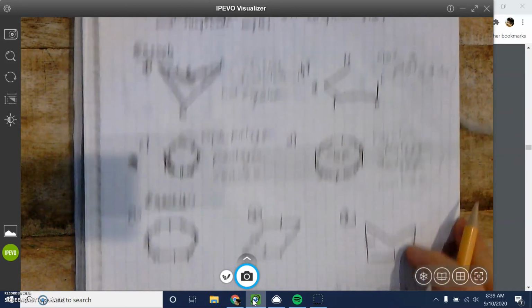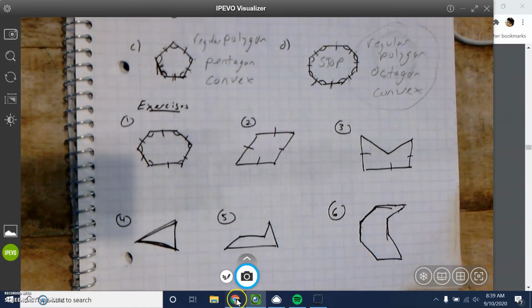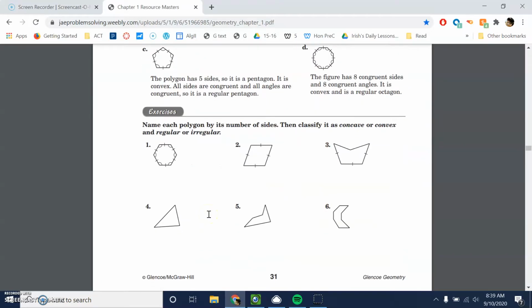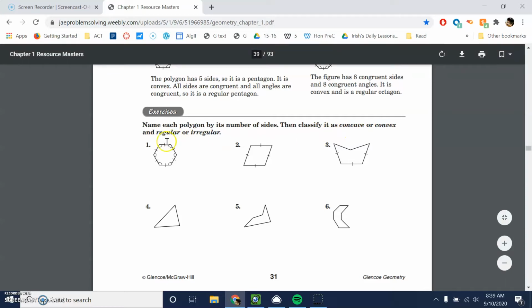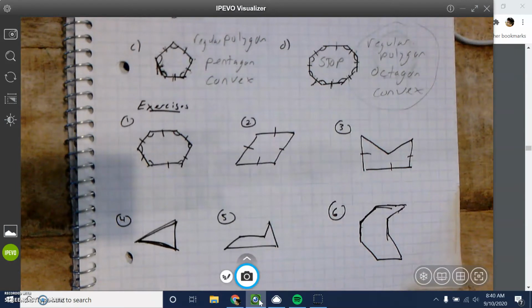Okay, let's keep going. So here are the exercises right here. So let me show you where we're going to copy. So name each polygon by its number of sides, then classify it as concave or convex, regular, or irregular. So we're doing the same thing we just did. Pause the video and copy these 6 and do your notes. Okay, let's see what we got.